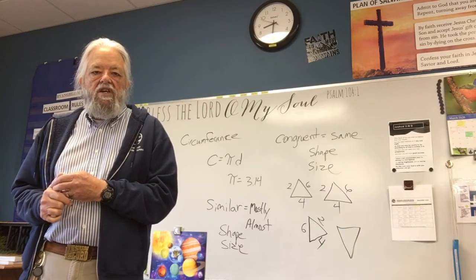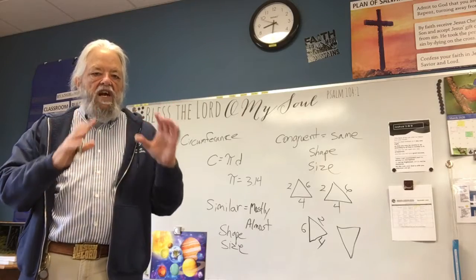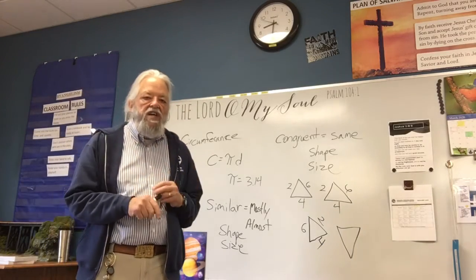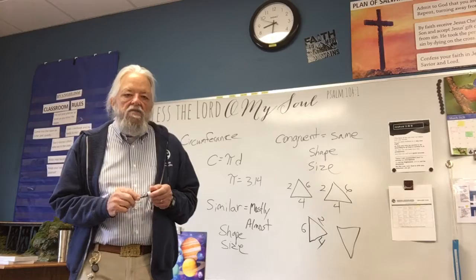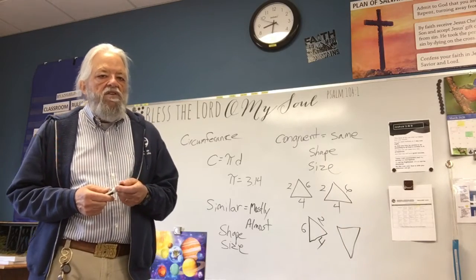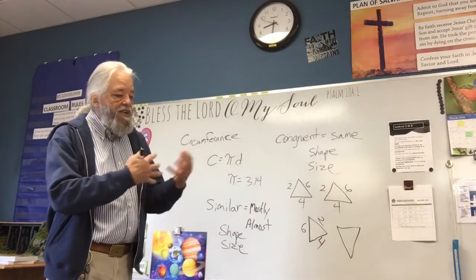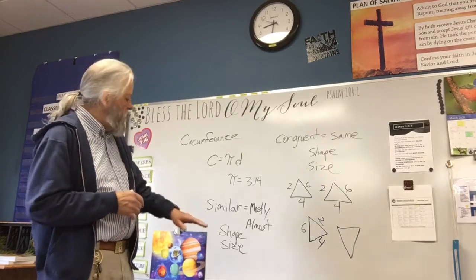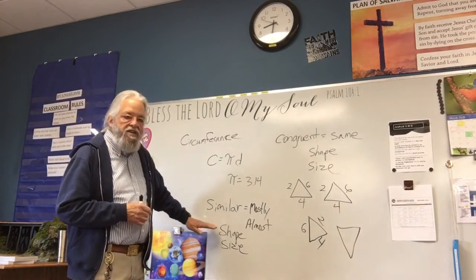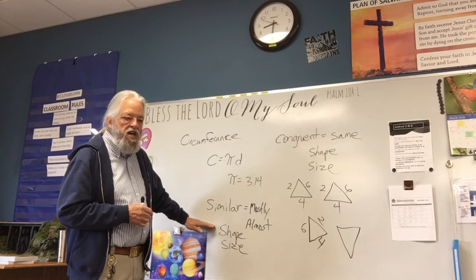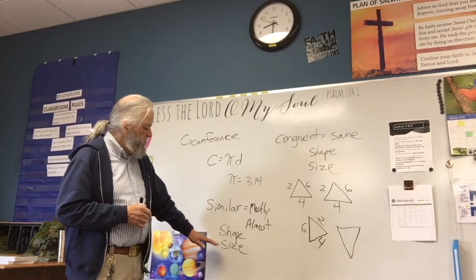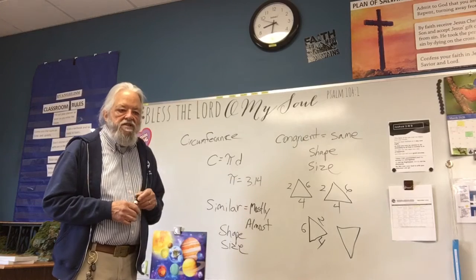Okay? If something's identical, it's identical in every single way. There's not a single thing that's different about it. But if it's similar, then it's mostly the same, it's almost the same. There's something that's different. In geometry, the thing that's the same is the shape, and the thing that's different is the size.